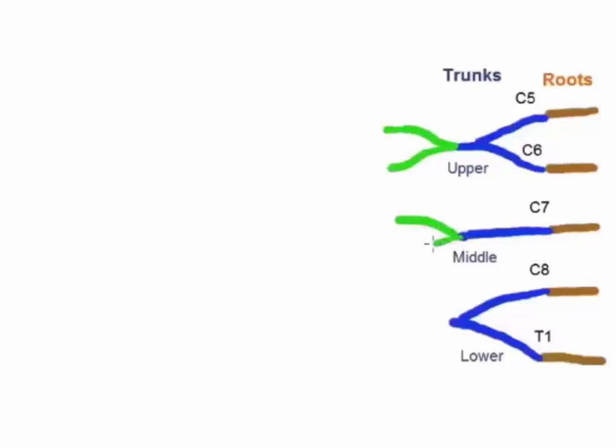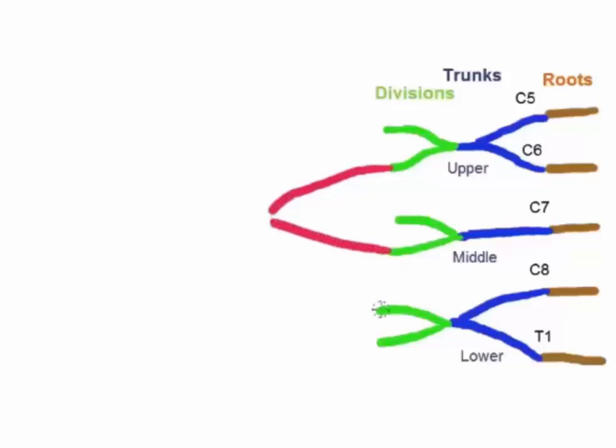An anterior and a posterior division from each trunk. And what happens now is, I'm just going to grab another colour, that those divisions then combine to form chords. And let's take the posterior divisions. Let's take this posterior division, and this posterior division, and this posterior division, and those all combine together to form the posterior chord.